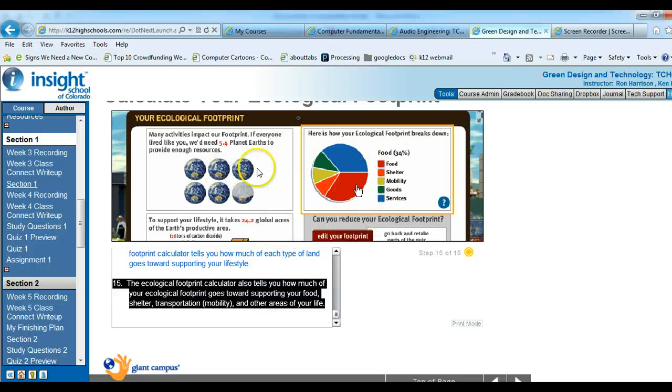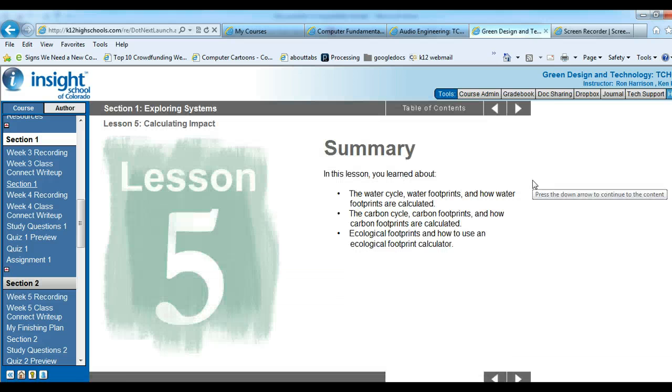You can see on this sample, for this person's data, we'd need 5.4 planets. And you can see the footprint breakdown over here. I'll post my own carbon footprint just to give you an example. To support this person's lifestyle, you need 24 acres on the earth. So do yours and see how you compare.